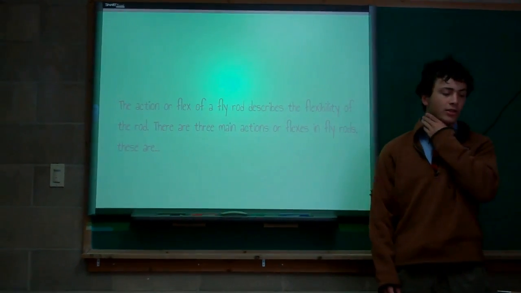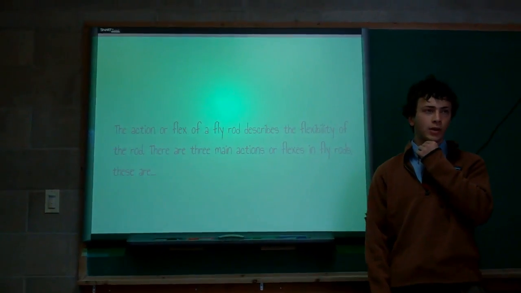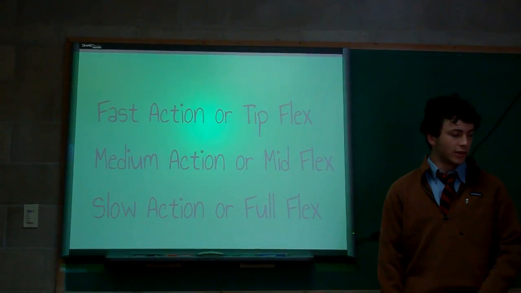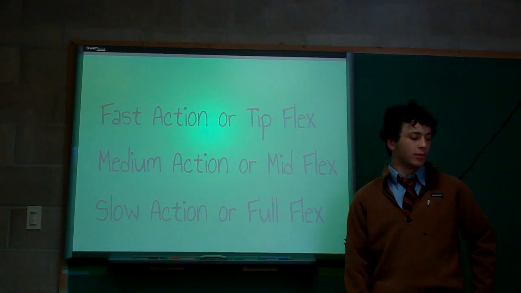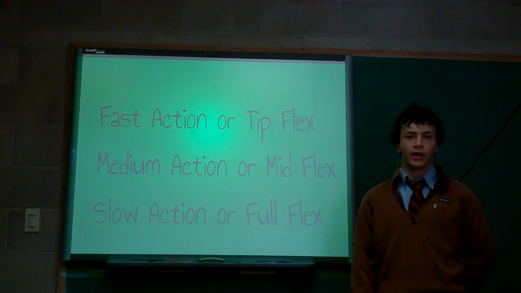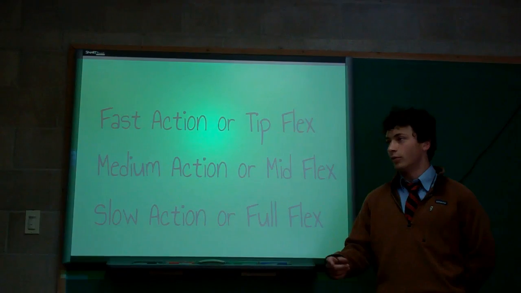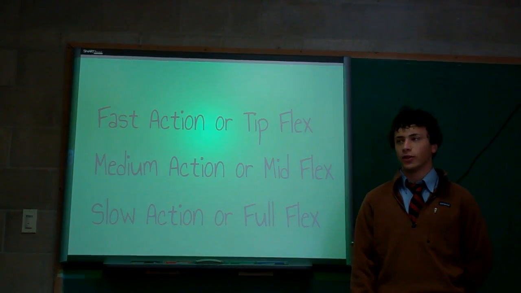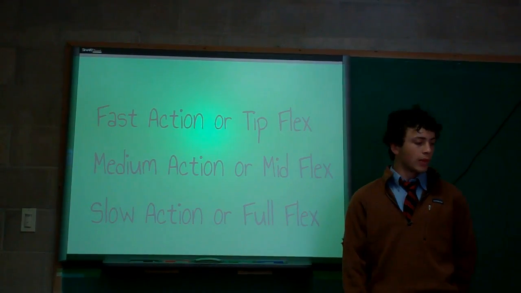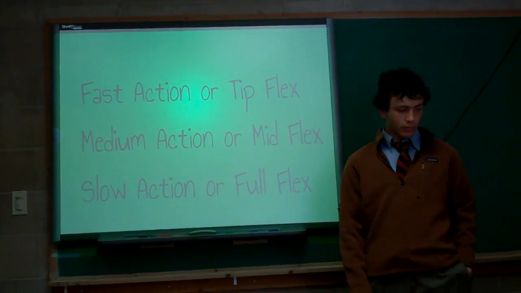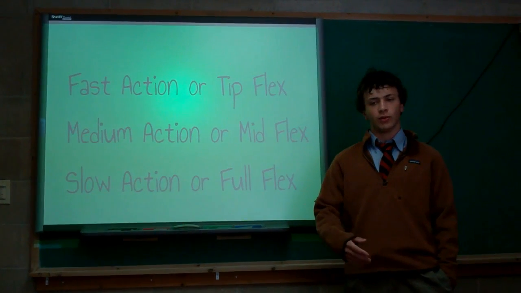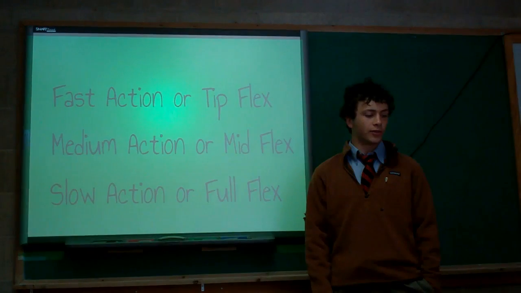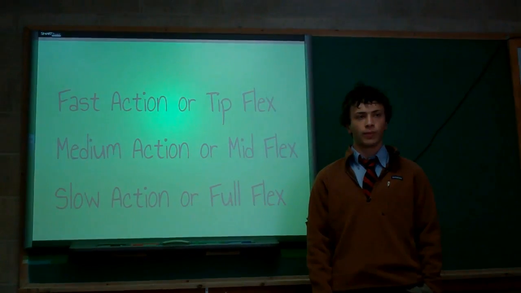The action is basically the flexibility of the rod. And there are three main types of actions or flexes: fast action, medium action, and slow action. Fast action means that the rod's going to have a tip flex, and it's going to make it so you can do shorter, quicker casts, and it's for a more advanced angler. Medium action is a mid flex, so the rod's going to flex a lot more than the fast action, and that's for a more beginner angler.